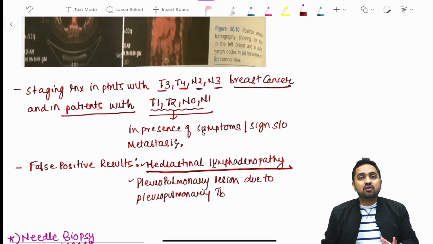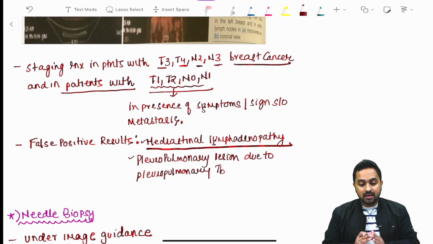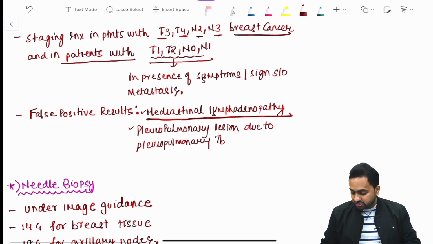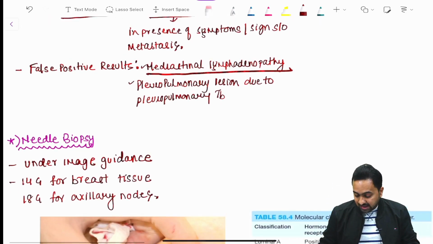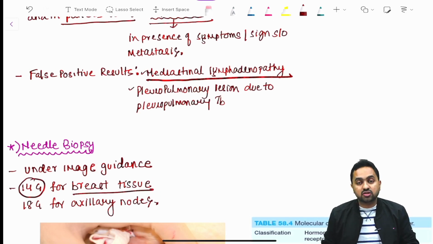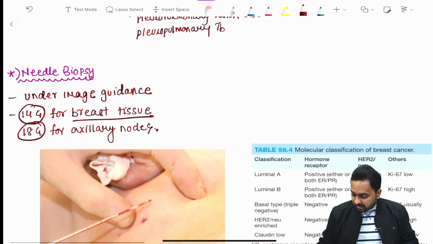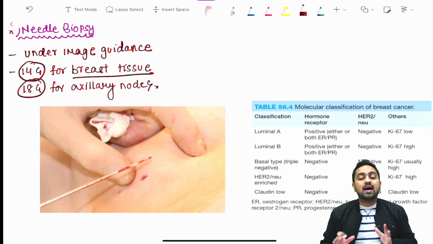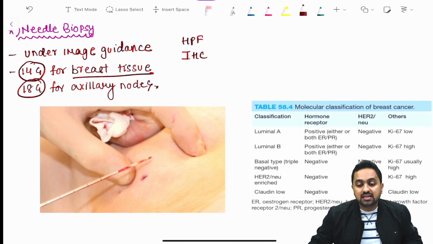Now the last part of your triple assessment is your needle biopsy, and we do a core needle biopsy. Whenever possible, the best is to do it under image guidance, whether it be an ultrasonography or a mammography. And then for core biopsy, we have a 14G needle for your breast tissue and an 18G for your axillary tissue. So this is an image showing your core biopsy being taken from your breast lump. And now this core biopsy is mainly done for your IHC and your HPE status.